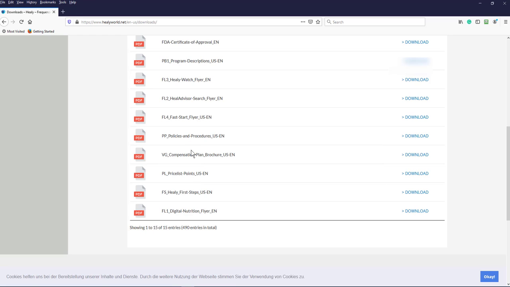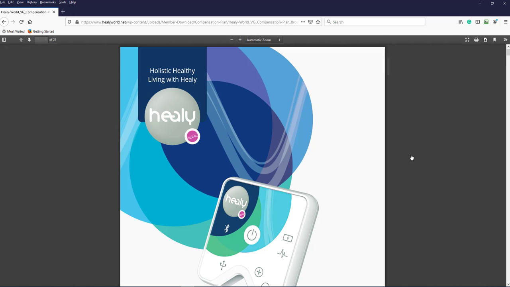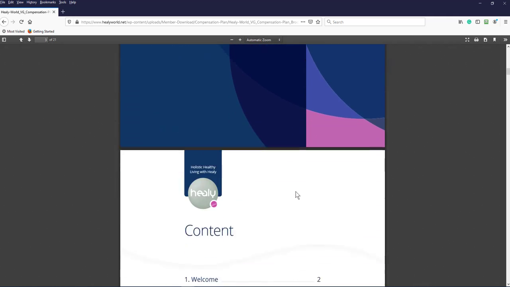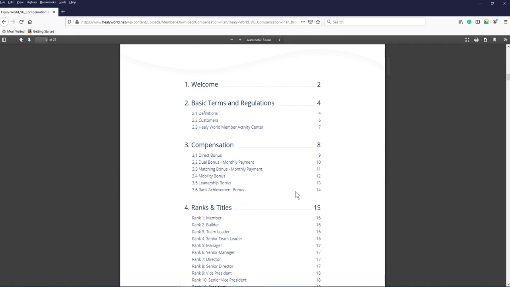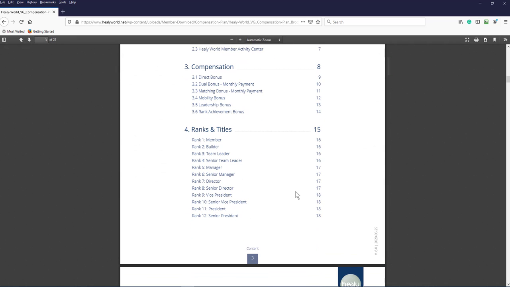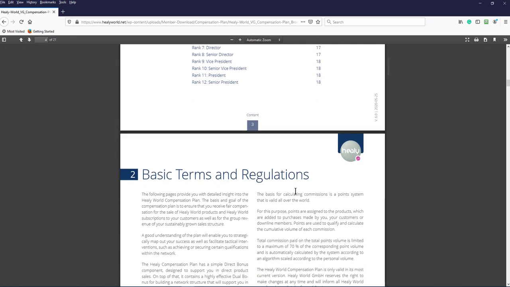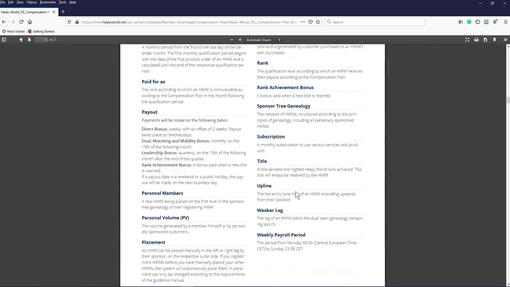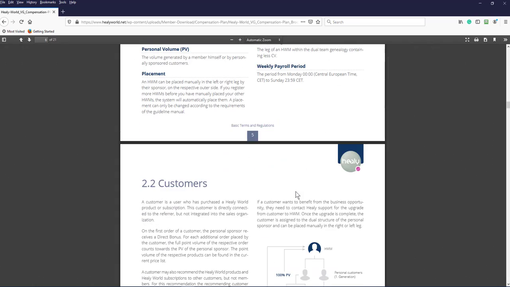Let's download the compensation plan brochure. This is the document you need to refer to for the latest and greatest information about the compensation plan. And as of this recording, we are expecting changes to happen, so be sure you refer back to it. The basics of the recording are going to be correct, but some details may be slightly different. So be sure to refer back to this document whenever you have questions about the pay plan. So now that you know where to find that information, let's talk about the pay plan.